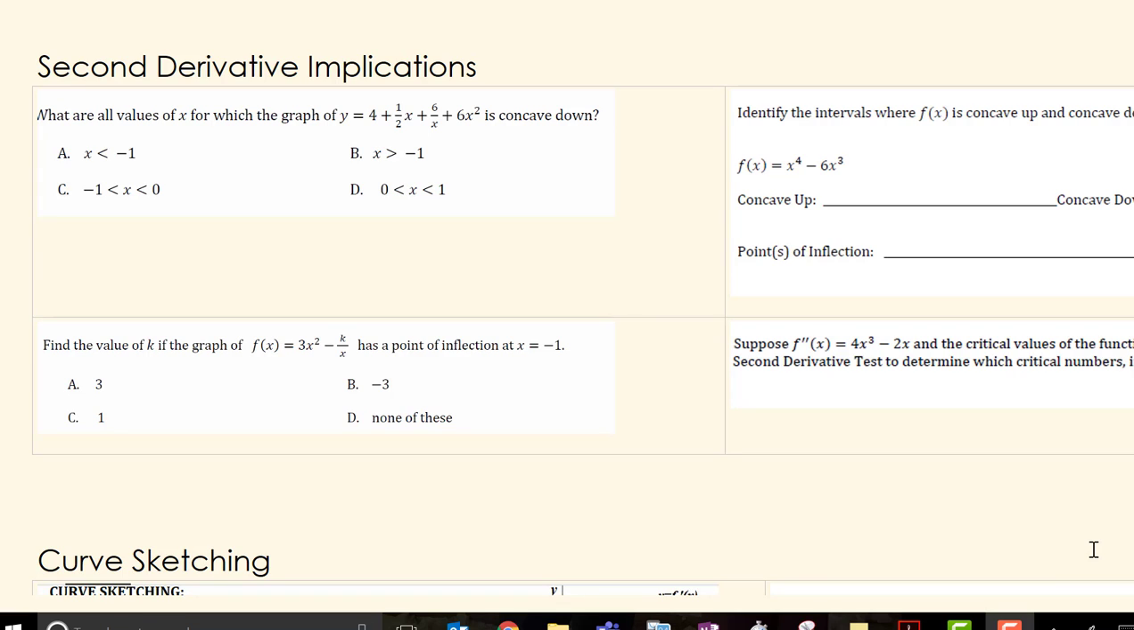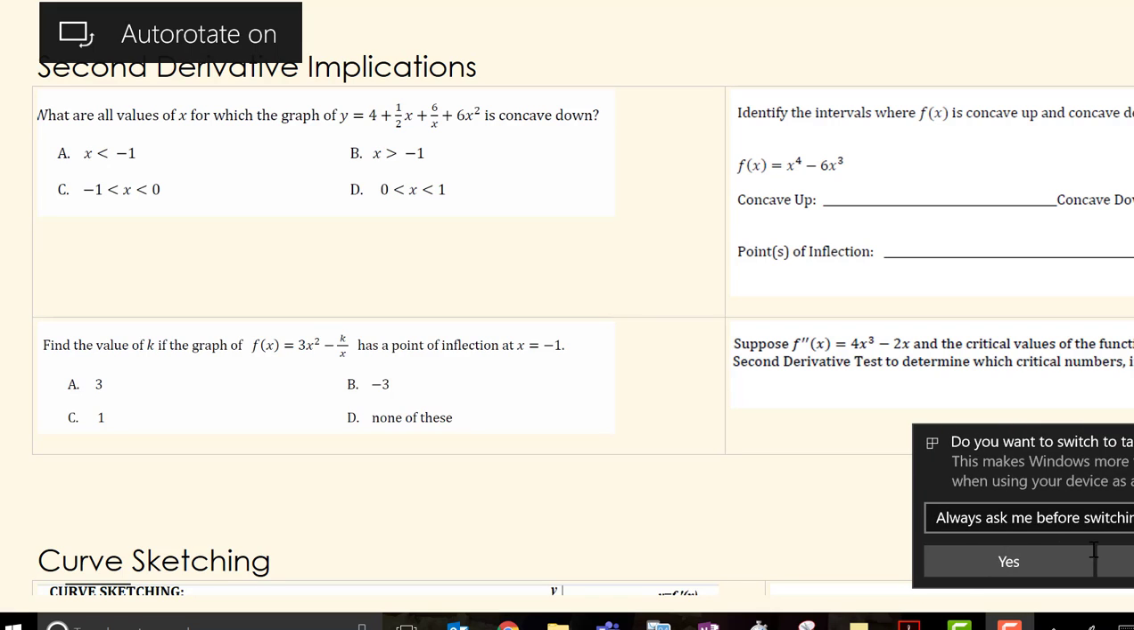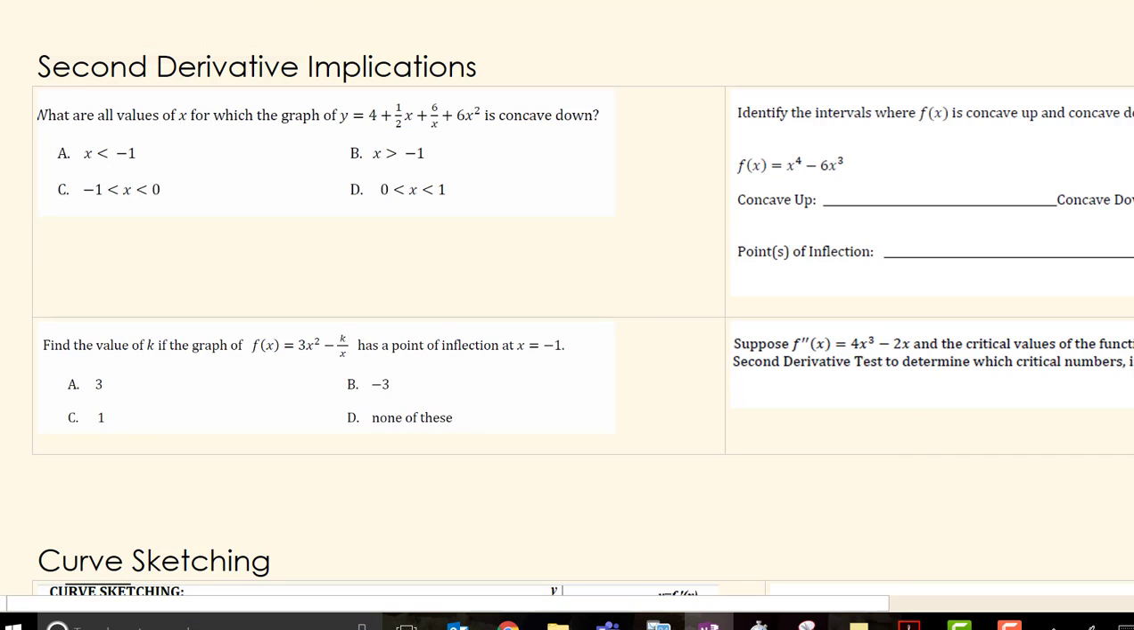In this video, we are going to be looking at second derivative implications. Remember that second derivatives talk about concavity. So it is important to name that when f double prime of x is greater than 0, we're concave up.